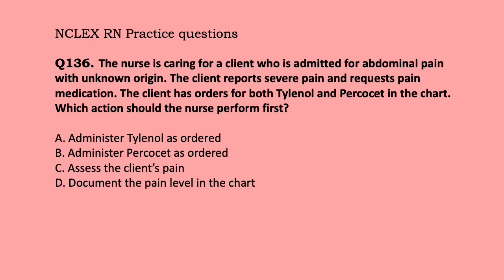Question 136. The nurse is caring for a client who is admitted for abdominal pain with unknown origin. The client reports severe pain and requests pain medication. The client has orders for both Tylenol and Percocet in the chart. Which action should the nurse perform first? A. Administer Tylenol as ordered. B. Administer Percocet as ordered. C. Assess the client's pain. D. Document the pain level in the chart.